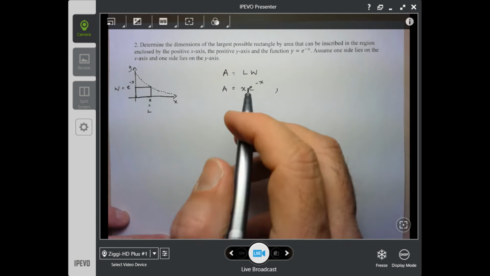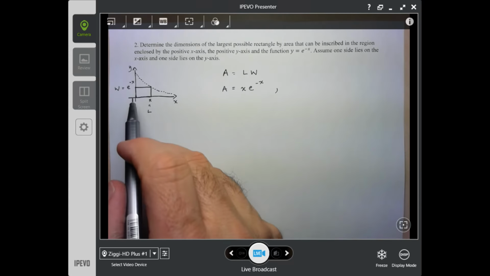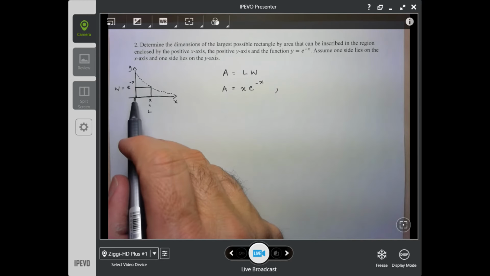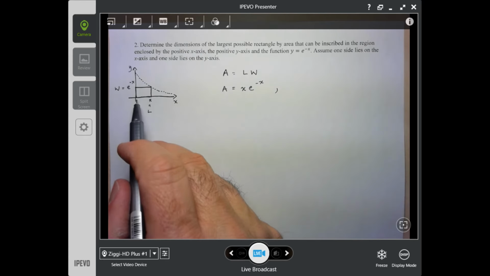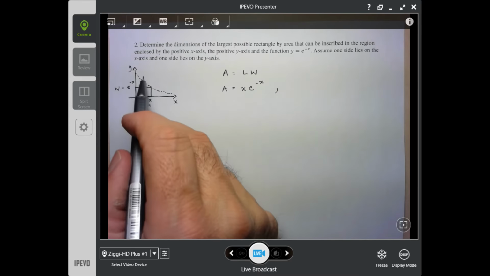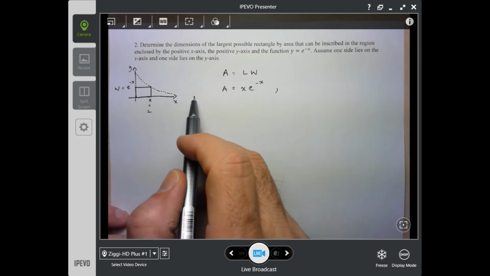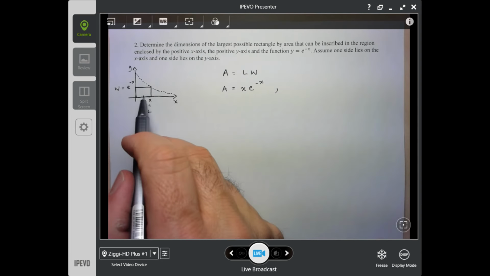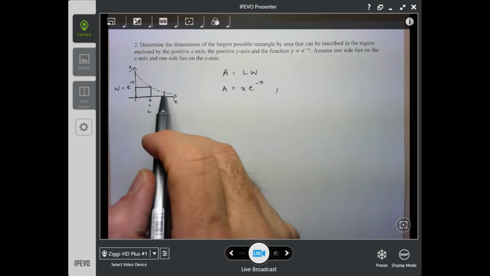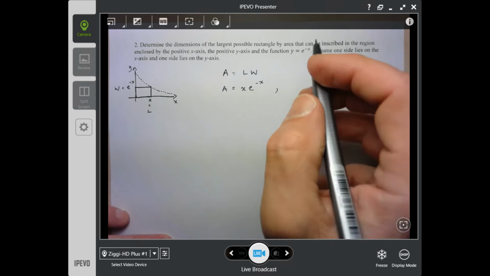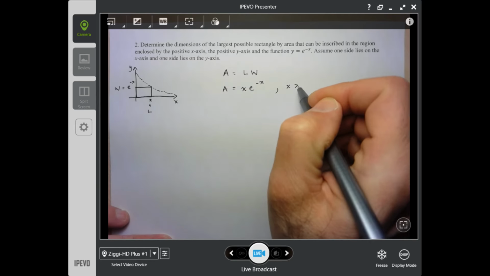Okay, well, clearly x has to be bigger than 0, because you can't have a width of 0, so it's got to be something bigger than 0. And really, there's no end to what x could be. Since e to the negative x only approaches 0, this could be an extremely long rectangle that has very little width. Okay, so here x can be anything greater than 0.